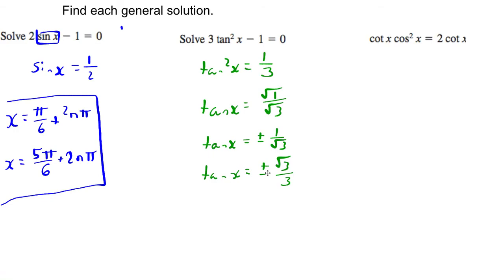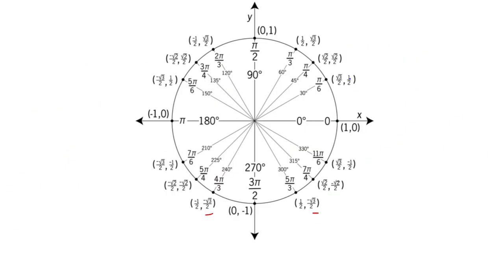And so now this is going to be like the previous problem we looked at, except we're looking for tangent, and tangent is y over x. So where is y over x root 3 over 3? And that's going to be for the values of pi over 6. So actually take a look at what happens here. So pi over 6, root 3 over 2, negative root 3 over 2, negative root 3 over 2, and root 3 over 2.